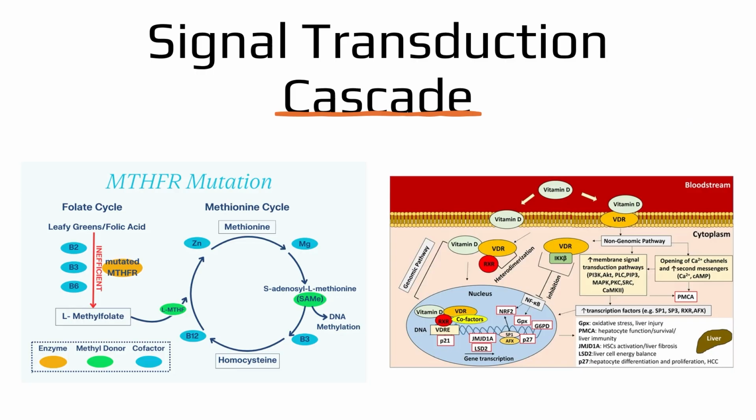This slide shows the visuals of a signal transduction cascade for 2 genes in the minimal phenotype cluster, MTHFR and VDR. These visuals represent the level of detail I used for all 43 genes.